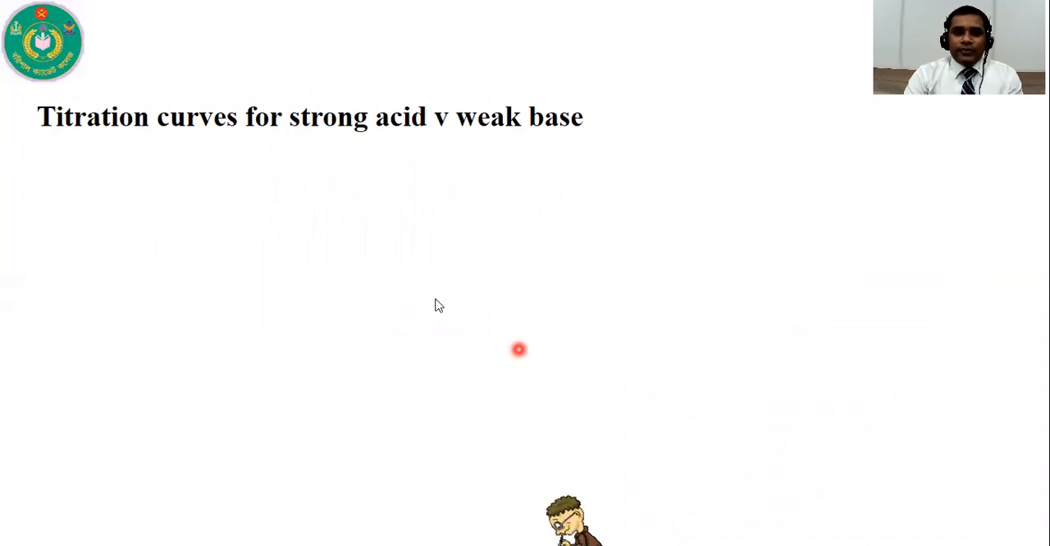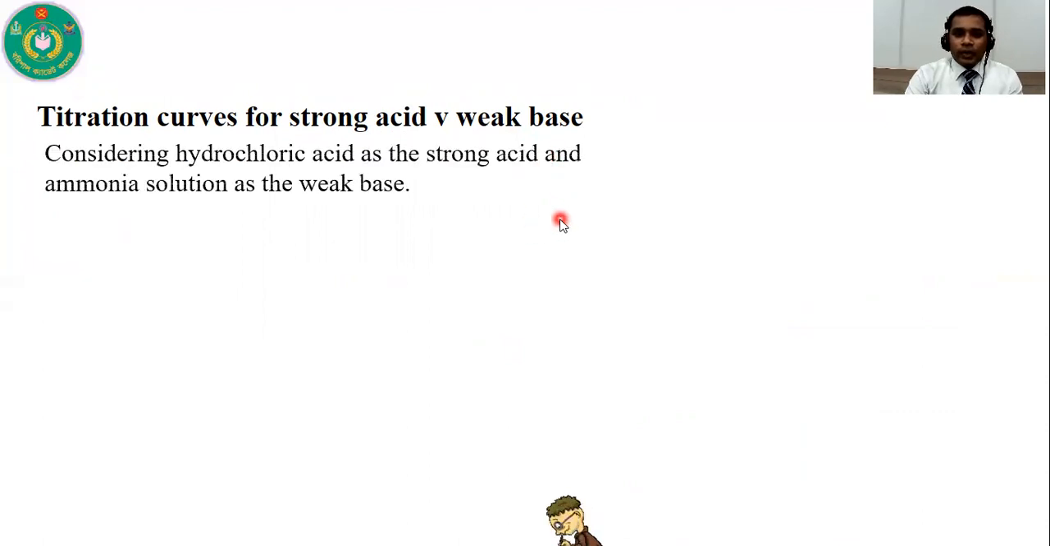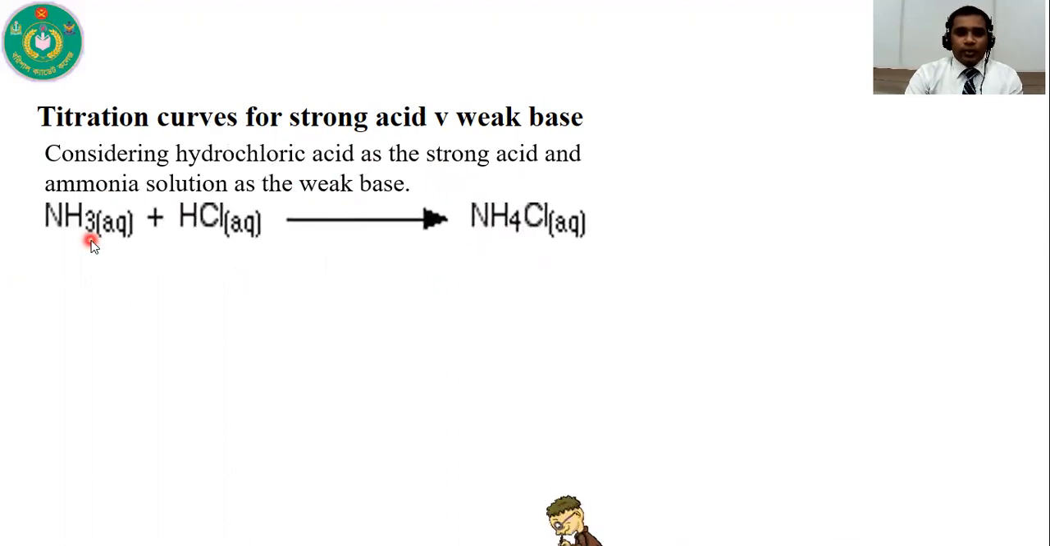Now, if a strong acid is titrated with a weak base, what do we get? Considering hydrochloric acid as a strong acid and ammonia solution as a weak base, what is the reaction? Here you can see that ammonia, a weak base, reacts with a strong acid, hydrochloric acid, and we get ammonium chloride. So here you notice that one is a weak base and one is a strong acid.